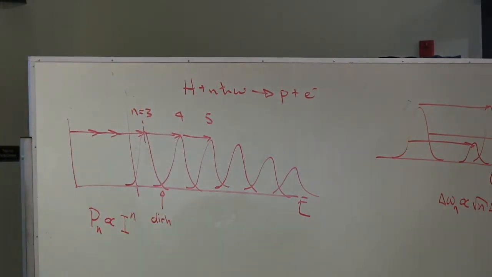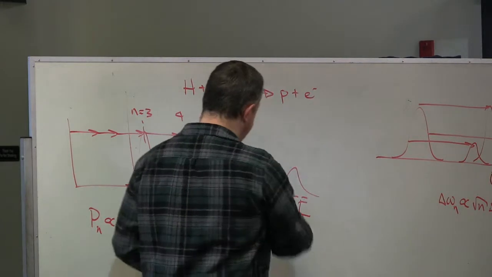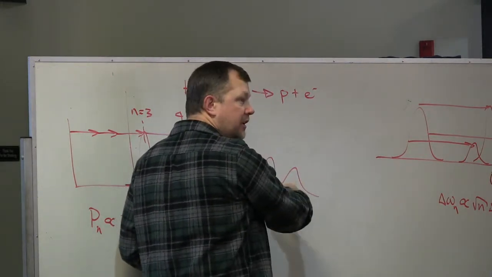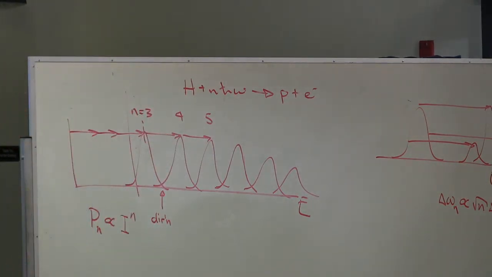Do you see more at higher photon numbers? As long as this kind of an idea holds at least, and these get broader, then the overlap would get bigger, so yeah, you would expect to see bigger effects at higher photon numbers. Okay?